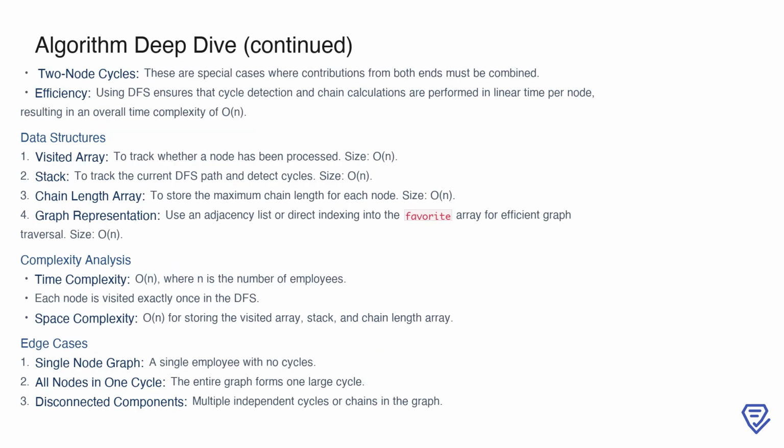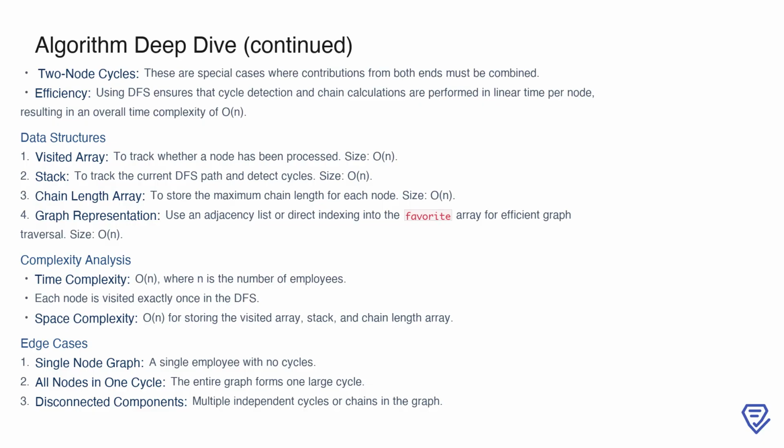Two-node cycles are particularly noteworthy because they allow contributions from chains leading into both ends of the cycle. This makes them a critical case to handle, but our approach remains efficient. By using DFS, we ensure that both cycle detection and chain length calculations are performed in linear time relative to the number of nodes, resulting in an overall time complexity of O(n).